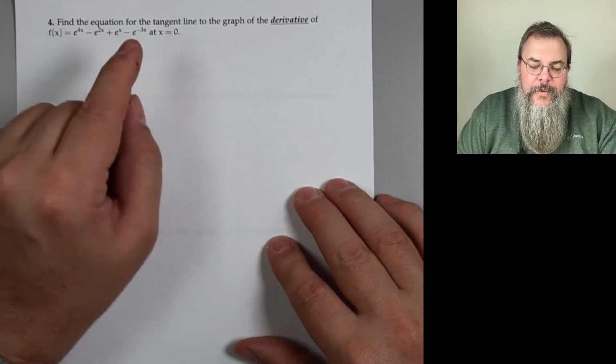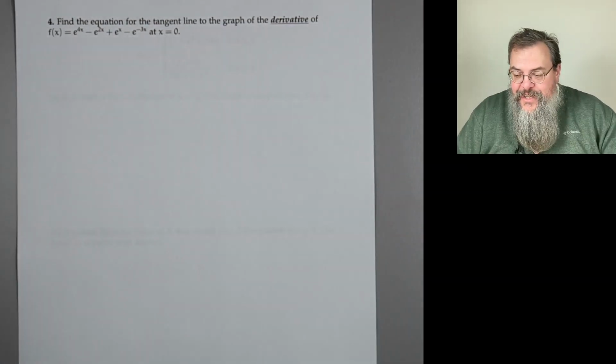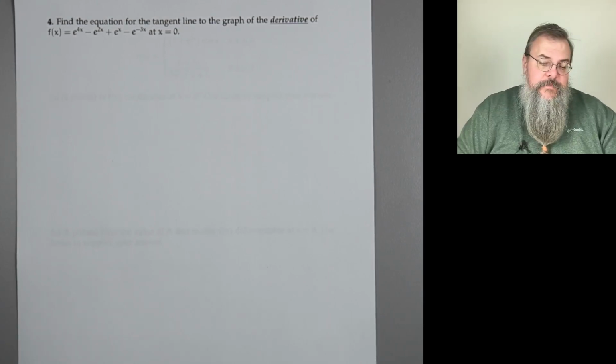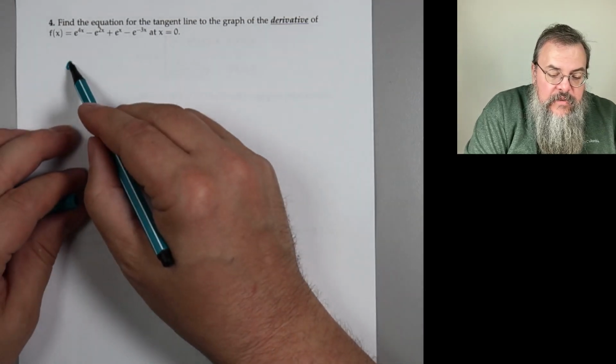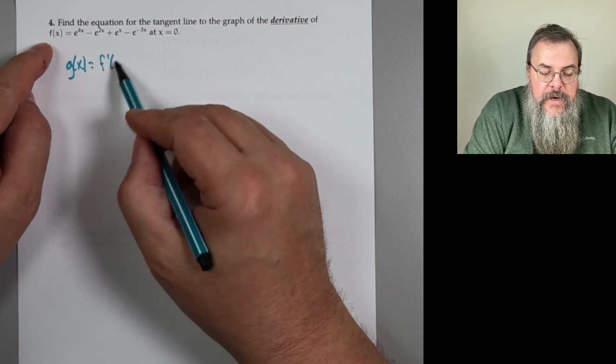No! We want to take the derivative of that function and then do a tangent line to that. So what we're going to do is introduce a new function. Let's let g of x be the derivative of this function, f prime of x.